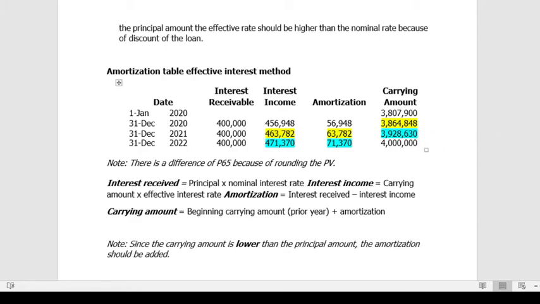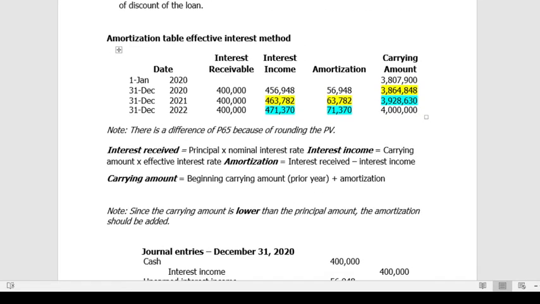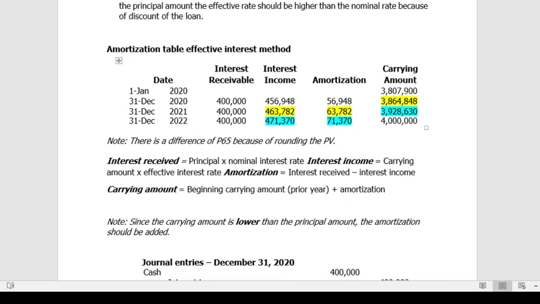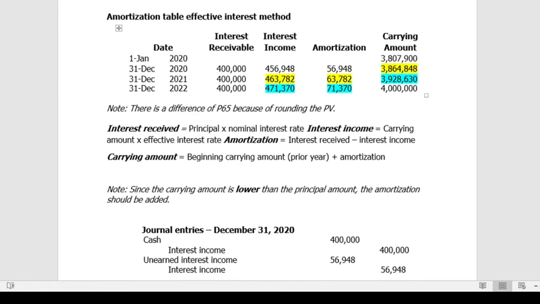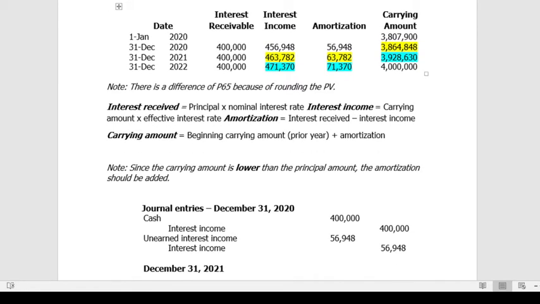So that is allowed in using the amortization schedule. Okay, now when you already have provided an amortization table for the 3-year period, let us journalize the transactions. For December 31, 2020, when you receive the cash, you debit cash for 100,000 and then you credit interest income for 100,000.